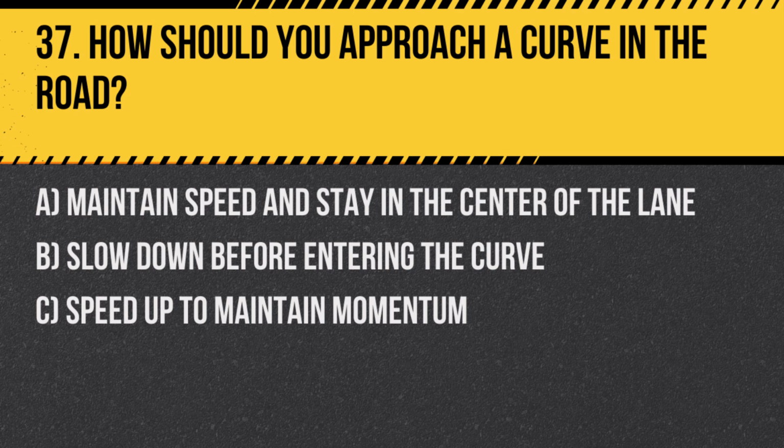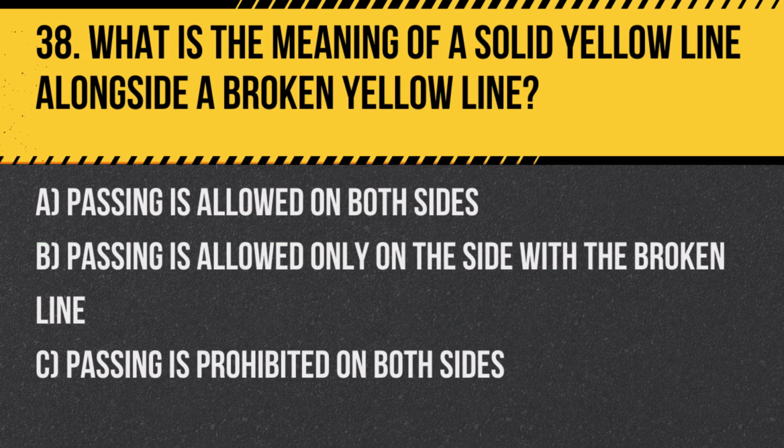Answer: B. Slow down before entering the curve. You should slow down before entering a curve in the road to maintain control of your vehicle and reduce the risk of skidding or losing control. Question 38. What is the meaning of a solid yellow line alongside a broken yellow line?